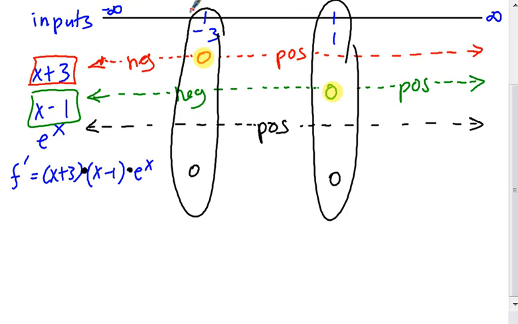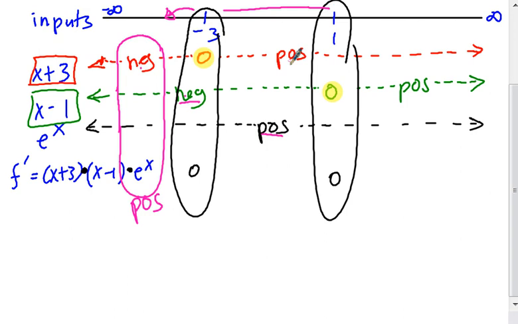So to the left of this critical number, we're looking at a negative number times a negative number times a positive number. And the two negatives cancel out, and we're left with positive answers. So I'll put positive over here. Okay. And in the in-between zone, between -3 and 1, we've got positive, negative, positive, and their product is negative. In the zone to the right of 1, we're looking at positive, positive, positive, and their product is positive.